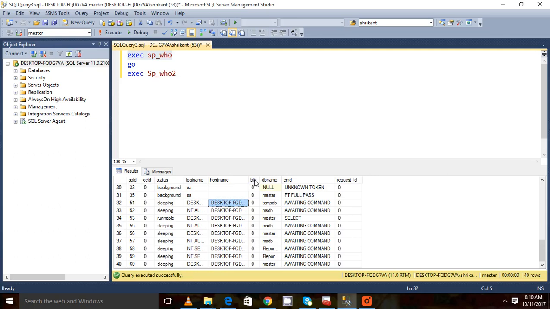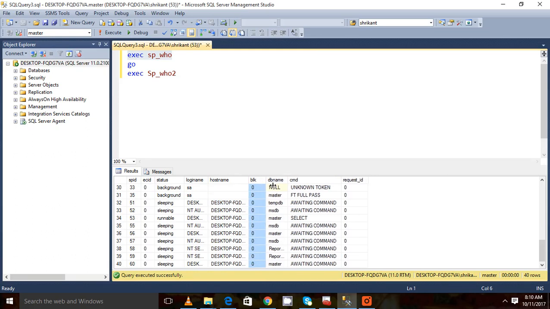Then the BlkBy column. Here you can see whether this session is blocked by some other session or not. I will show you practically. Then the database name, then which command you are passing, in short. So this kind of information you can see with the help of sp_who2.